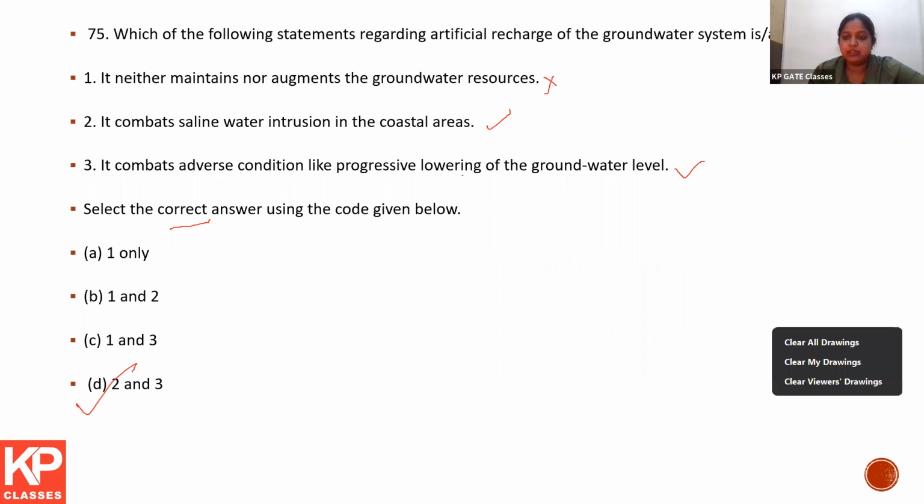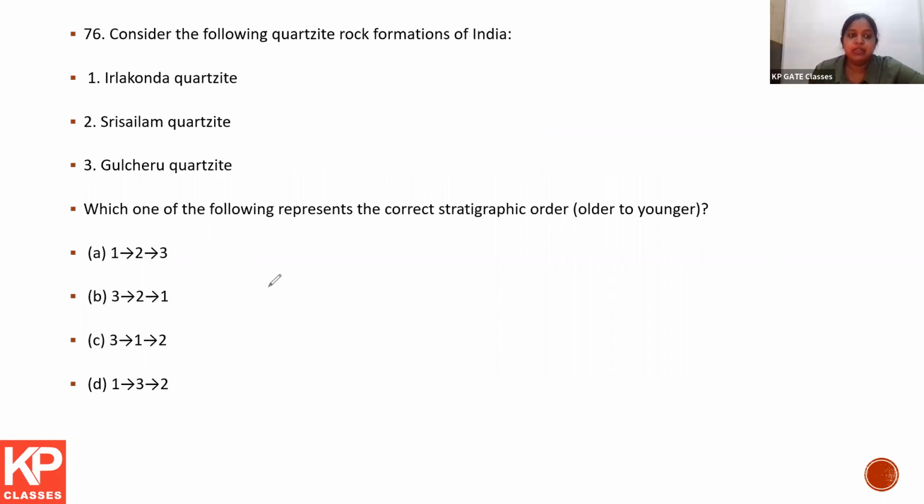Next, let's go to the next question. Consider the following quartzite rock formations of India. Which one of the following represents the correct stratigraphic order, older to younger? Irlakonda quartzite, Srisailam quartzite, Gulcheru quartzite. All these are of the Kadapa supergroup, the Proterozoic basin, in which Gulcheru quartzite comes under the Papaghni group. Srisailam and Irlakonda are under the Krishna group. So Gulcheru is one of the oldest quartzites of Kadapa. So this will be the oldest rock.